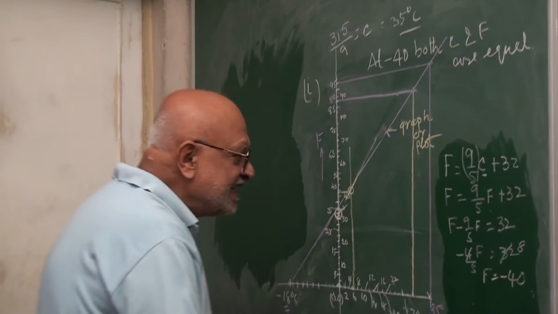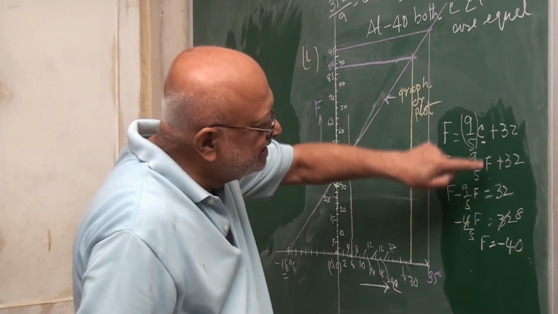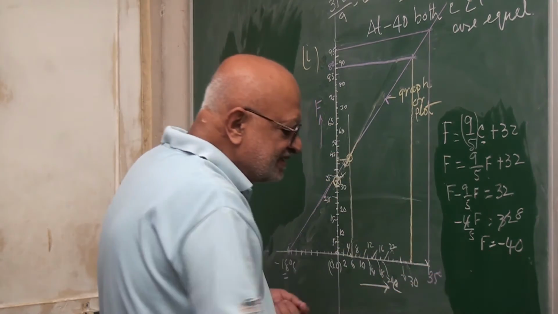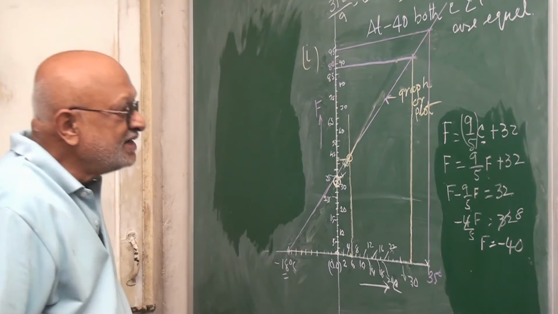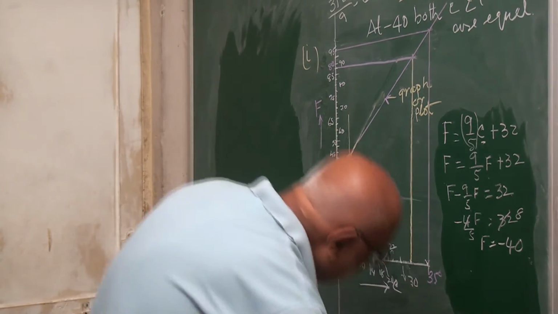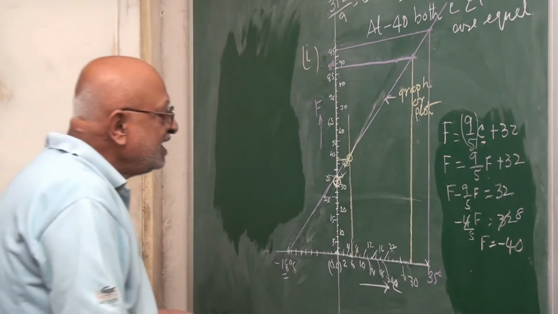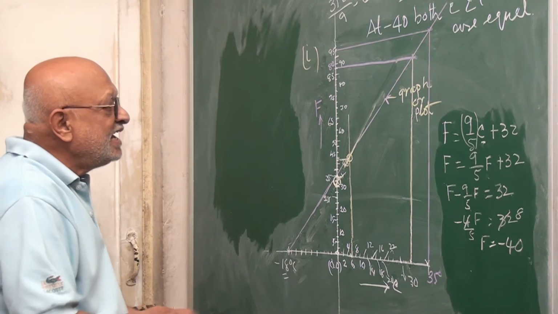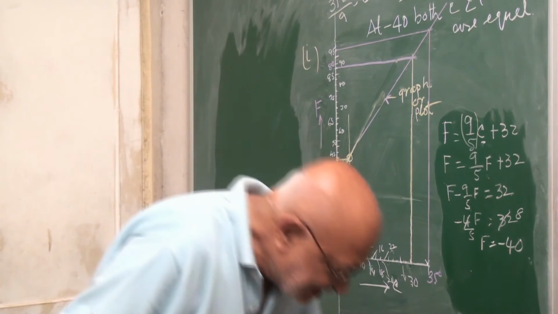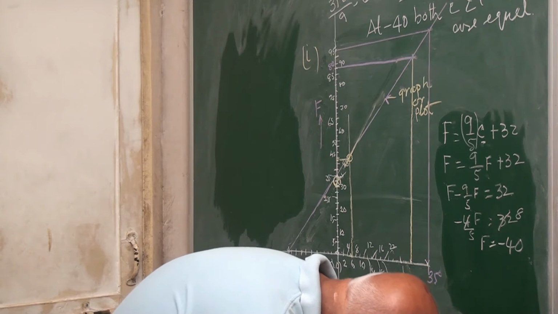So whether you change this Celsius to F or F to Celsius, you arrive at the same temperature, minus 40. So now this question is over. I hope that, in spite of having difficulty or not getting very accurate results through the graph, the sense of how this is done has been adequately conveyed to you.